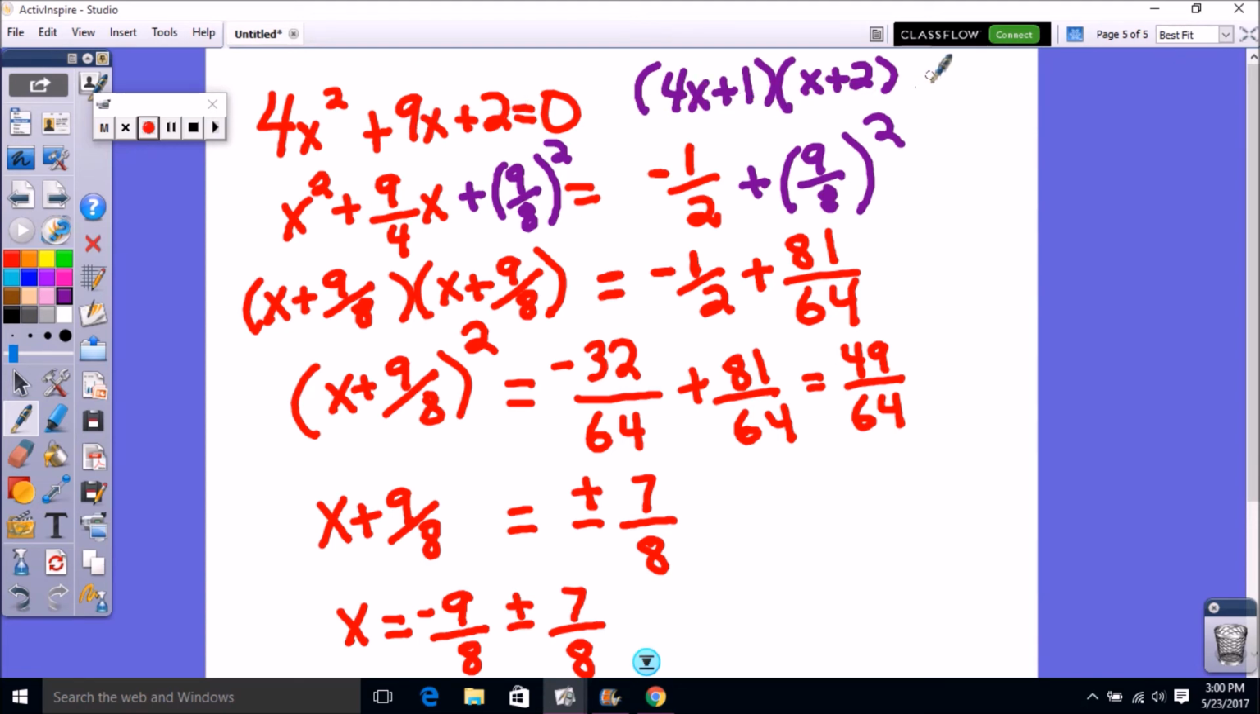So if you get a problem on the test that you realize you can factor, you still have to do the work for completing the square. Realizing that you can factor it is just going to help you know whether your final answer is correct or not. Okay, are there questions on this one?